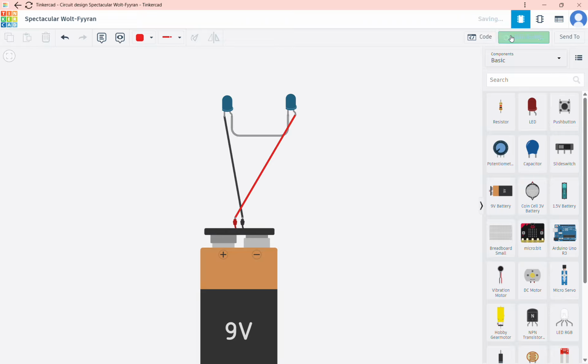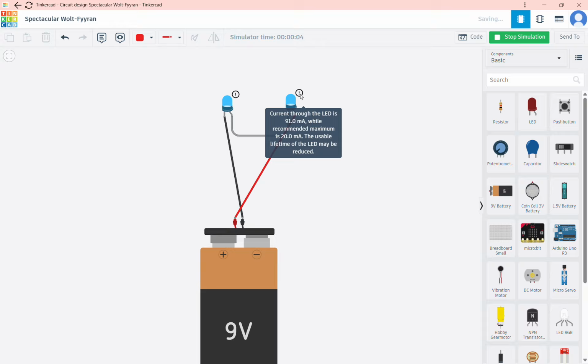So we can run the simulation and it's turned on. Now see what they are telling us. Current through the LED is 91.0 milliamperes, while recommended maximum is 20 milliamperes. The usable lifetime of the LED may be reduced. It means that if you connect a large amount of current or voltage to something which needs a small amount, it's going to reduce the span or the lifetime.